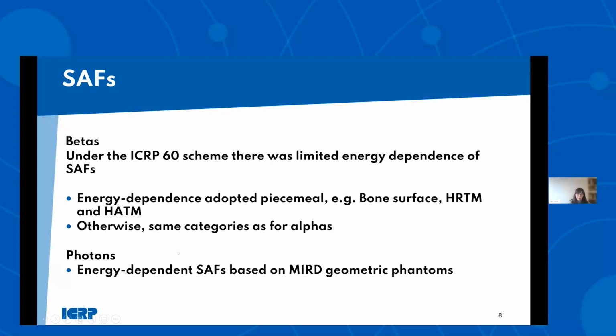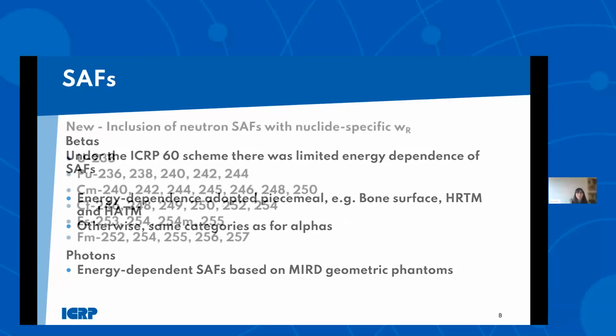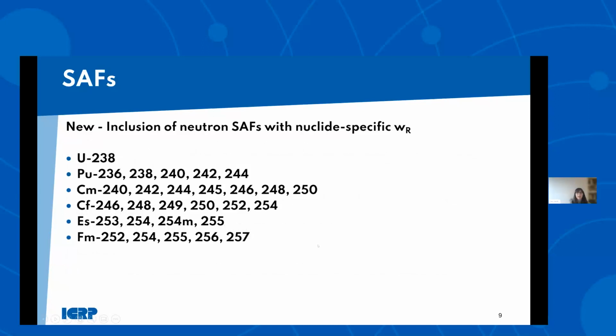And for photons, we had energy-dependent SAFs, but they were based on the merged geometric phantoms. Additionally, we now have inclusion of neutron SAF values with nuclide-specific WR values for these nuclides given here. And this data is all available within the SAF data sets, which are freely available on the ICRP website as supplemental data under the relevant publications.